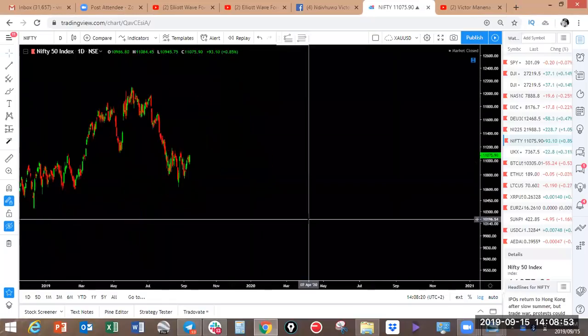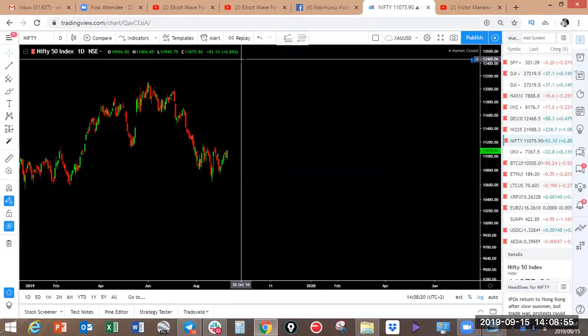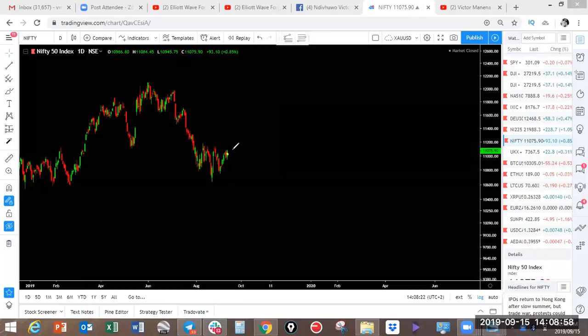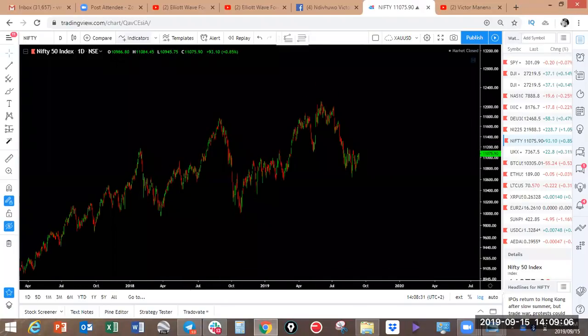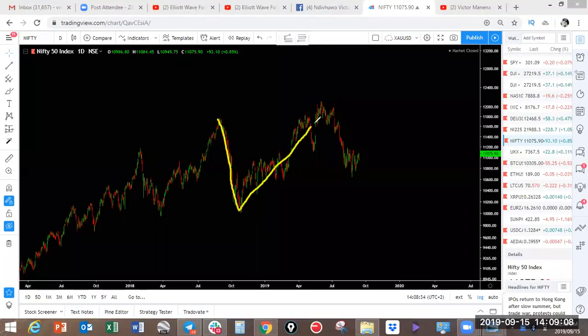NIFTY also look for a push to the upside. With the rest of the indices pushing higher, the NIFTY should push a little bit higher in the next coming session. So the NIFTY, we are looking for this whole thing to be an expanding flat. If it is not an expanding flat, it's going to be a running flat. If it starts pushing higher from this level here, this now becomes a running flat.